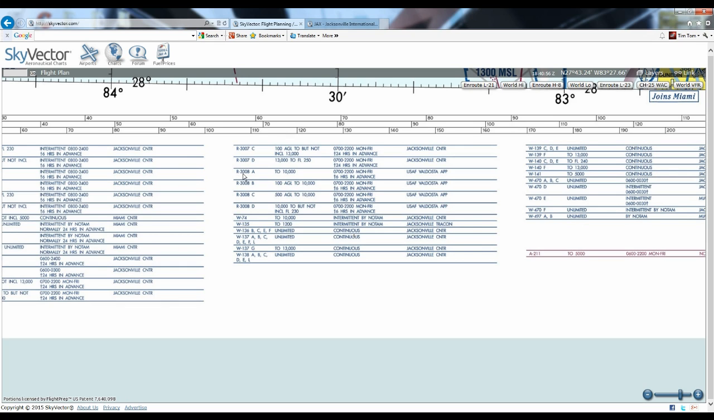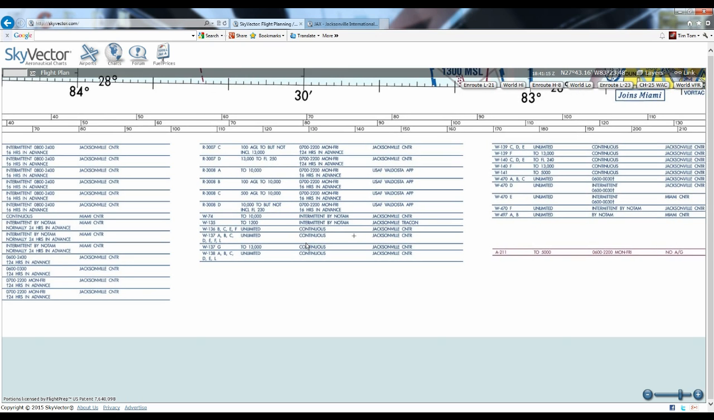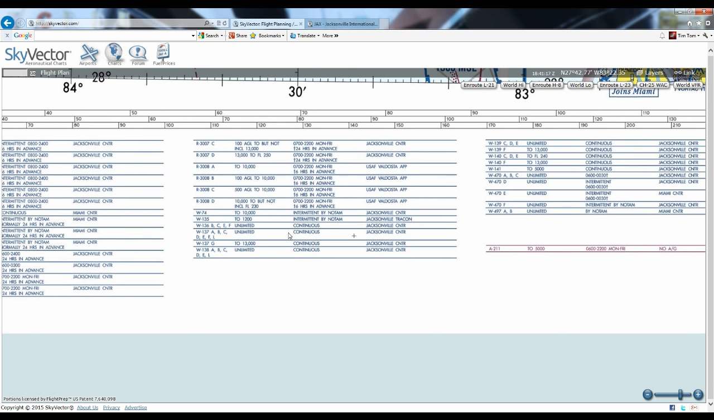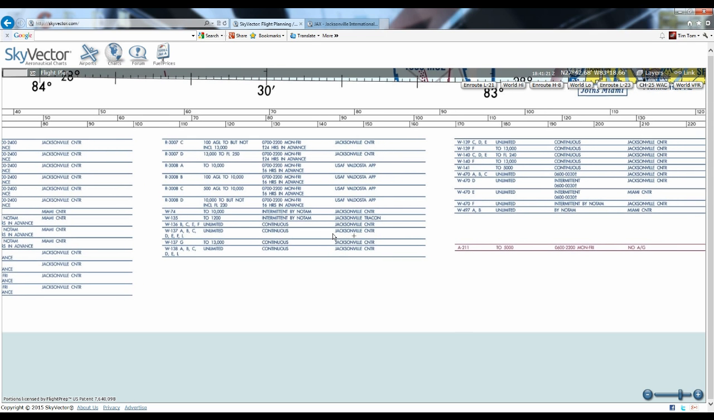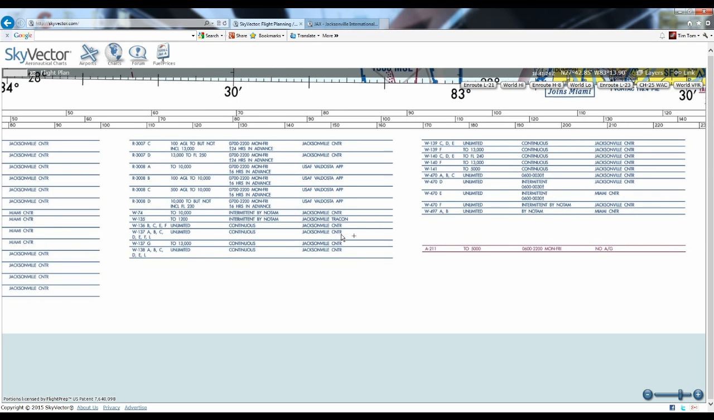Here you see R3008 Alpha is to 10,000, so that goes from the surface to 10,000 feet. Versus here, R3008 Bravo is 100 to 10,000. Back to our example of Whiskey 137, it's surface to unlimited, so it goes up essentially to space. It's continuous, meaning it's operating all the time. You never want to fly here, ever. The controlling agency is Jacksonville Center. So if you wanted to safely fly through this airspace, this is who you need to talk to. They're the controlling agency.